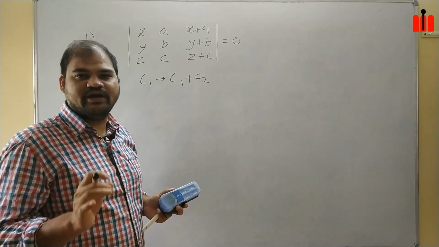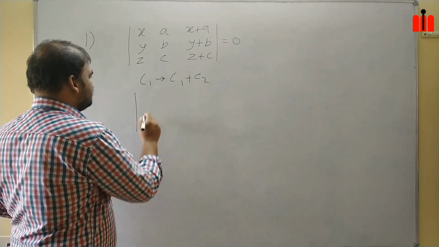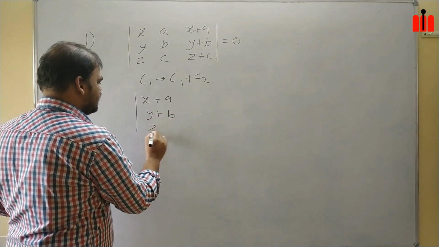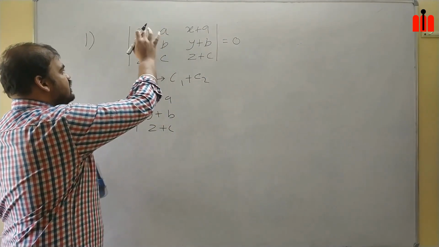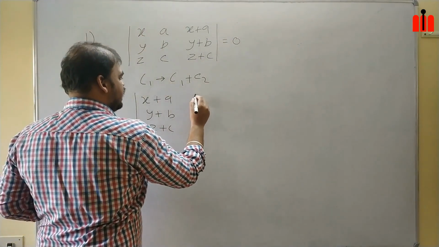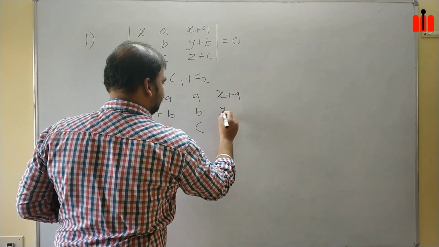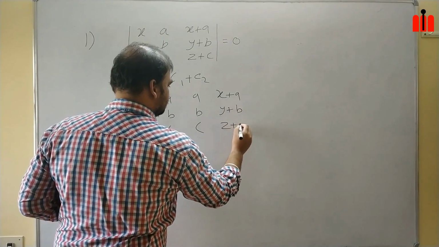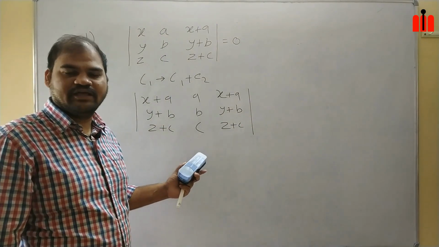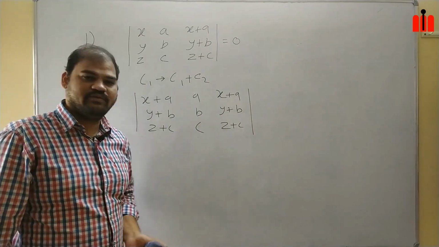So we will use that property of the determinant. It will become x plus a, y plus b, z plus c in the first column. What we are doing is adding column 1 and column 2. The rows become x plus a, a, x plus a; y plus b, b, y plus b; z plus c, c, z plus c. There is no operation on c3, so c3 remains as is, and c2 also remains as is.